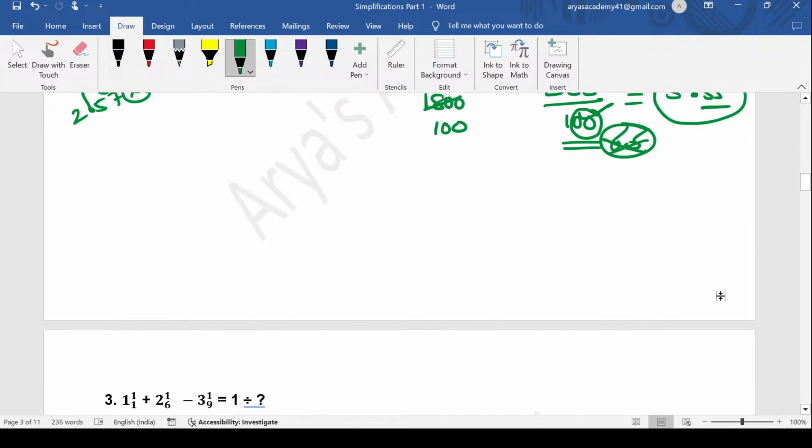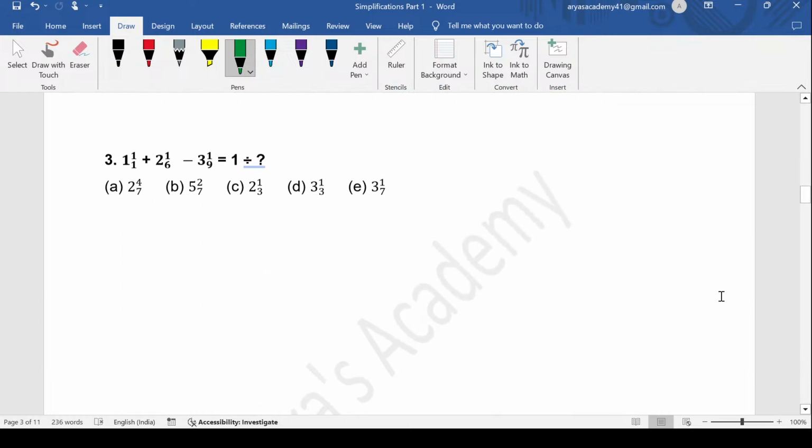Okay, let's move on to question number 3. Question number 3 is actually in the form of mixed fractions. I hope you know how to write mixed fractions or how to convert mixed fractions into improper fractions. Let us suppose that there is an improper fraction. Improper fraction means what?